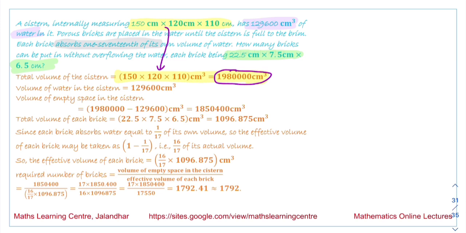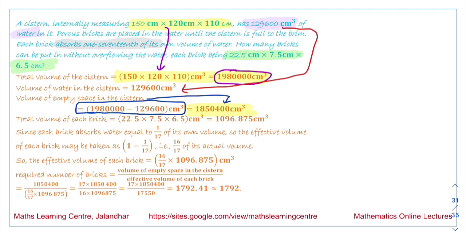1980000 centimeter cube. Second thing that is given to us is that this much amount of water is already present in the cistern. So the empty space we have now, it is 19800 minus 129600, and the answer we obtain, that is equal to 1850400 centimeter cube. So this is the empty space in the cistern.